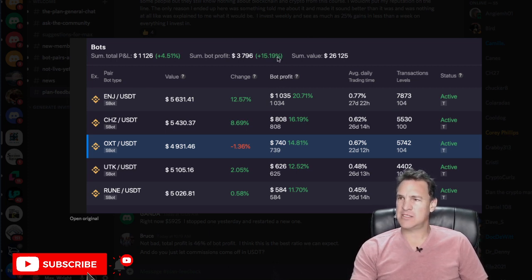To begin with, this person's account now has a value of $26,000. I think they put in a very round $25,000 by the look of it, and they've launched 5 bots, 1, 2, 3, 4, 5. These are their individual results on each of those 5 bots. These 2 numbers up here are the aggregate of the 5 bots. This number here, sum of bot profit, is equal to the sum of the bot profit of these 5 bots. And then this change column, the average here, is equal to this figure here.